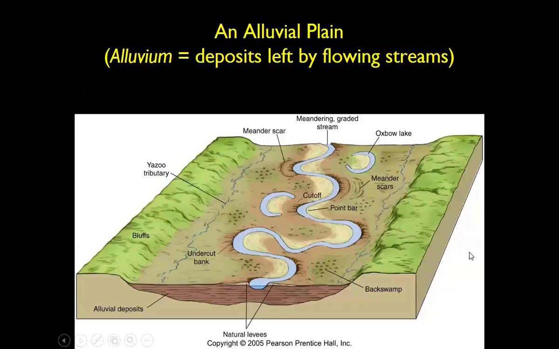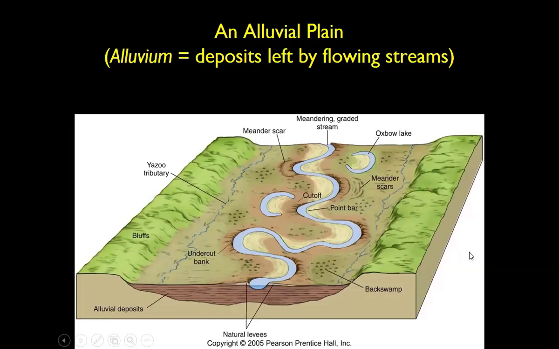So what we often see in a stream as it moves downstream is an alluvial plain. Alluvium are deposits left by flowing streams. So think of a river valley, right? You can kind of think of the French Broad River Valley. Think of the Swannanoa Valley. I-70 and I-40 essentially both follow the Swannanoa River Valley up, right?